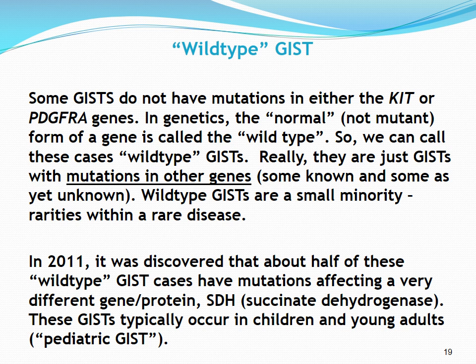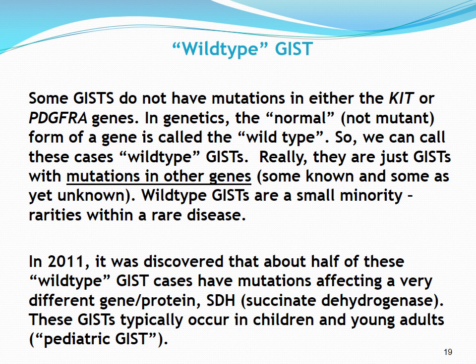And there was a big discovery in 2011. It was discovered that a lot of these wild-type GISTs have mutations in another gene, a completely unexpected mutation, in a gene called SDH, which codes for an enzyme called succinate dehydrogenase. So we now know that a lot of the so-called wild-type GISTs are really SDH mutant GISTs. These are typically GISTs that occur in children or young adults, so-called pediatric GIST.